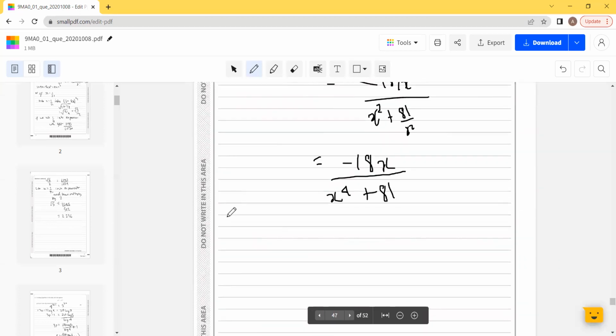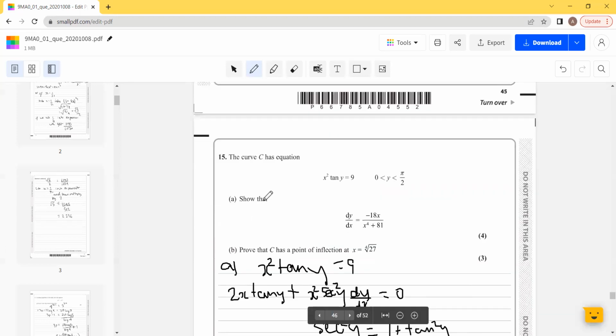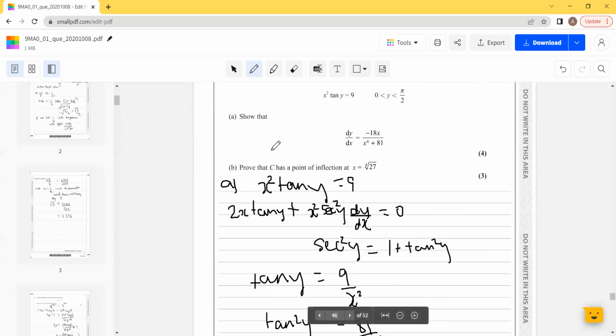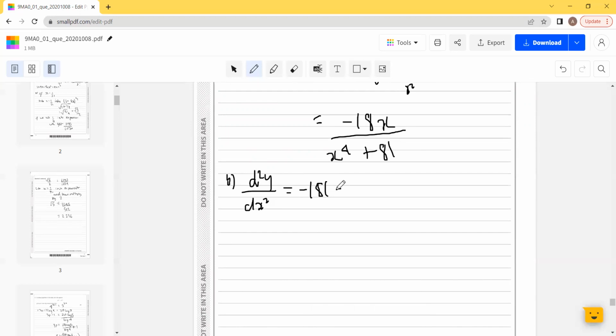Okay, part B. Part B is to prove that C has a point of inflection at x equals the fourth root of 27. Now we know what dy by dx is, and we need to figure out what d2y by dx squared is. For d2y by dx squared, we're going to have to use the quotient rule. It is equal to minus 18 times x to the 4 plus 81.